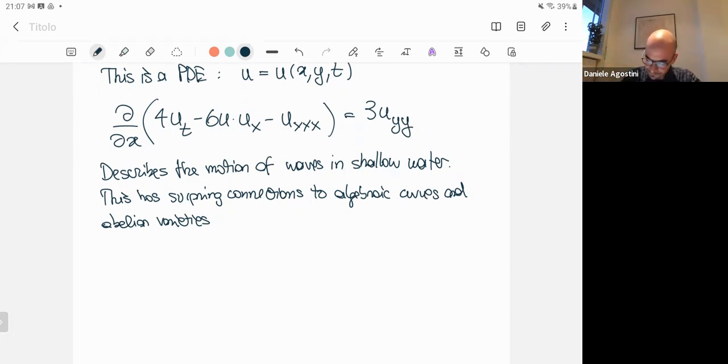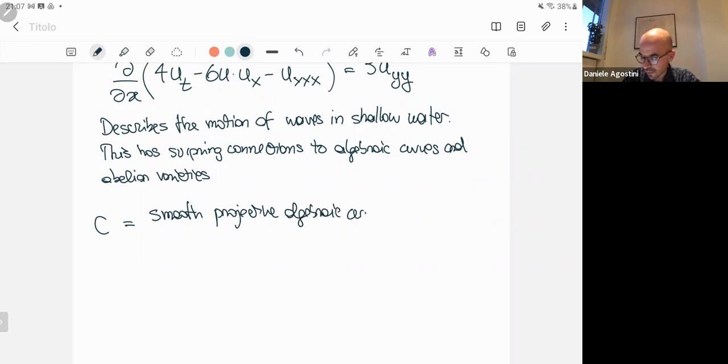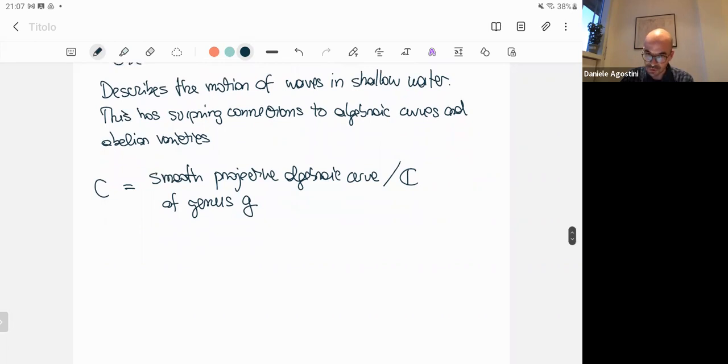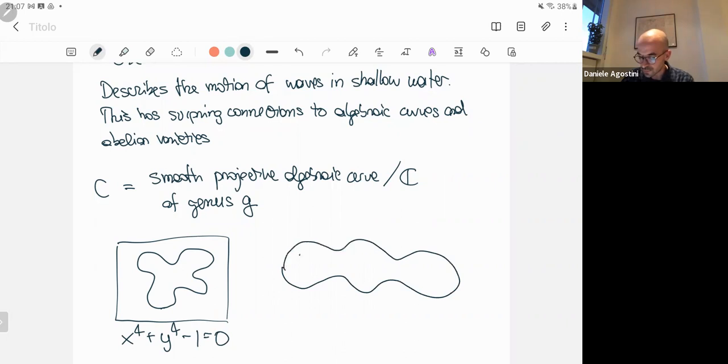So now we take C to be a smooth projective algebraic curve over C of genus g. Or you can think of it as a compact Riemann surface of genus g. Of course you can think about it as a plane quartic, something like x^4 + y^4 - 1 = 0, or a Riemann surface of genus 3. So a torus with g holes.